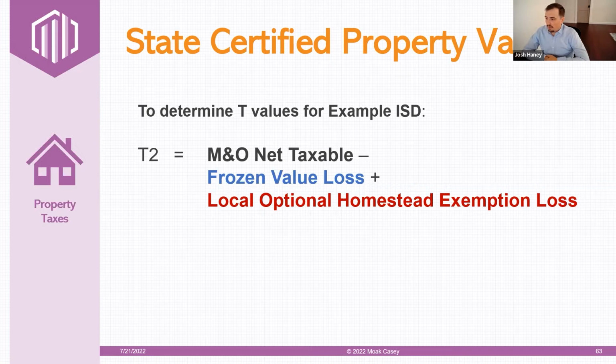And then if you have a local optional homestead exemption, which again, we went through during the LPBS section, you know where to find that, right, on that exemption breakdown page. And you will need to add that value back in to get a T2, because the T2 doesn't recognize or adjust for the local optional homestead, but your CAD does, right? If you do have this exemption, your CAD's going to take the value off the books, but the controller doesn't do that. They add it back in.